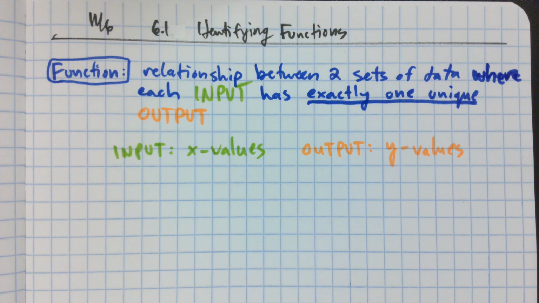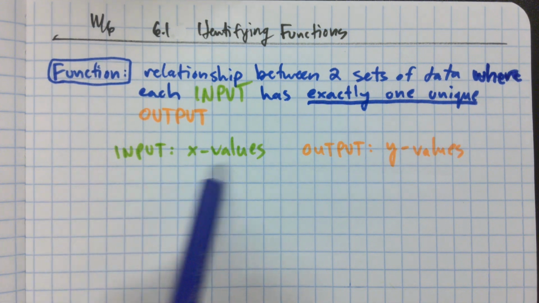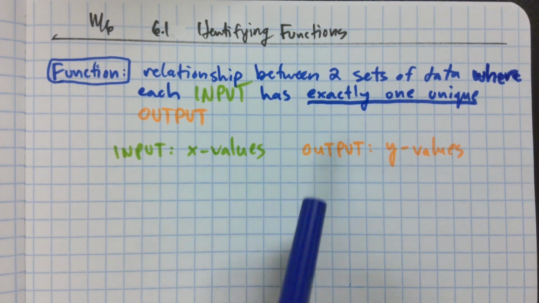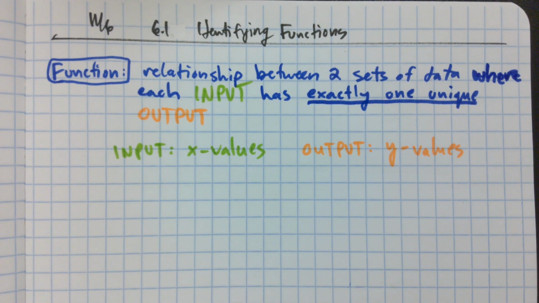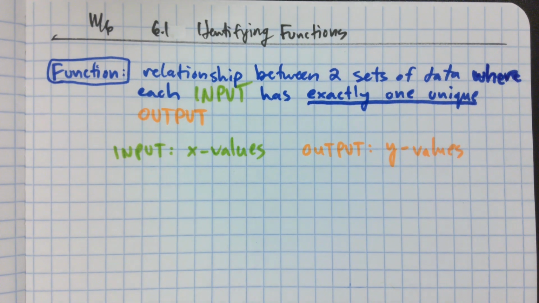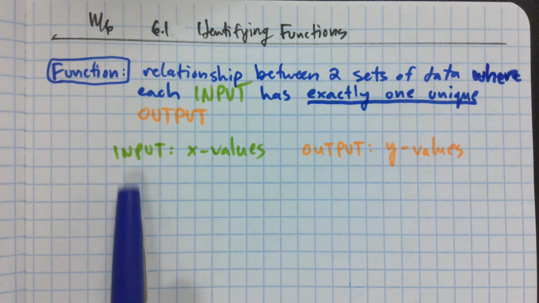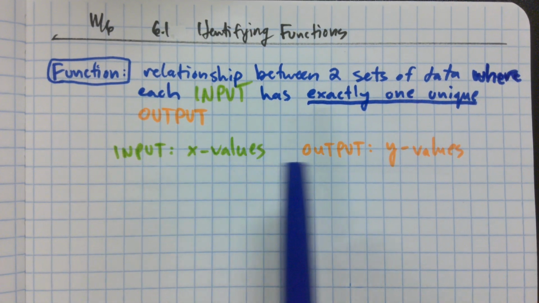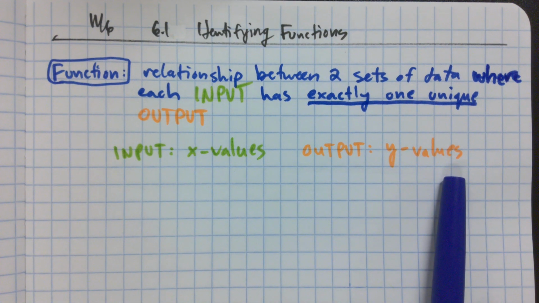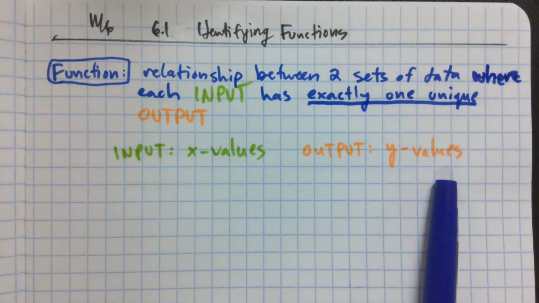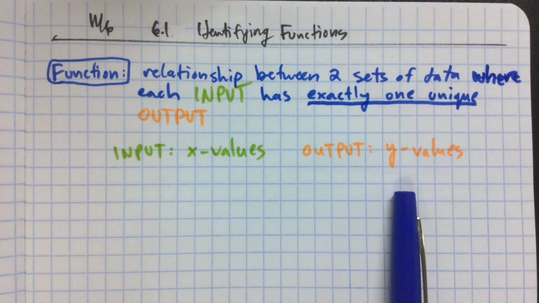If cookie dough is your input and the oven is your function, what is your output going to be? Cookies, exactly. If cake batter is your input and your oven is your function, what's your output going to be? Cake, right? I always like to think of functions like an oven, because if you put cookie dough into the oven and you get out cake, it's not supposed to happen, right?